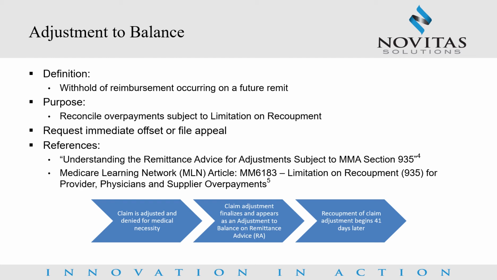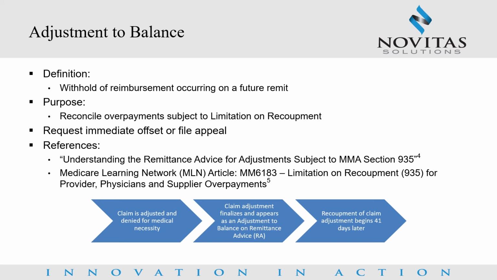An adjustment subject to limitation on recoupment appears on the remittance advice the date the adjustment finalizes. However, recoupment for these overpayments generally begins 41 days after the date the claim adjustment finalized. Although recoupment has not yet taken place, the adjustment to balance amount will show as a negative amount. This is because the claim adjustment has been identified as an overpayment, which is a debt due back to the Medicare program and thus a negative amount.